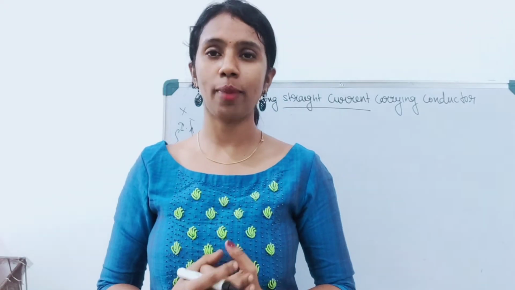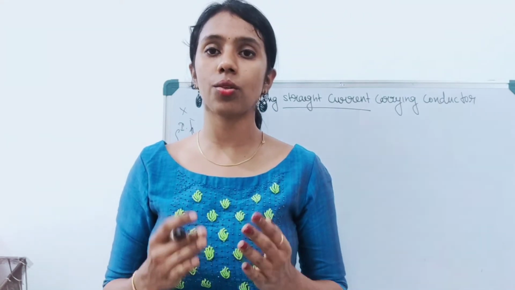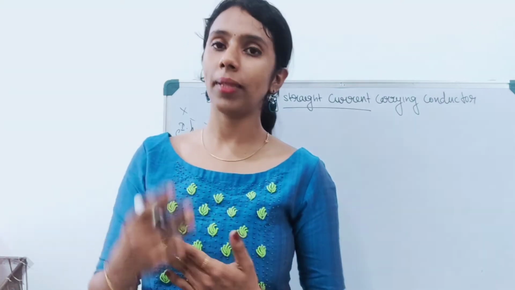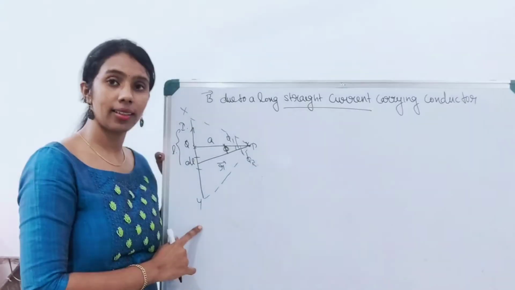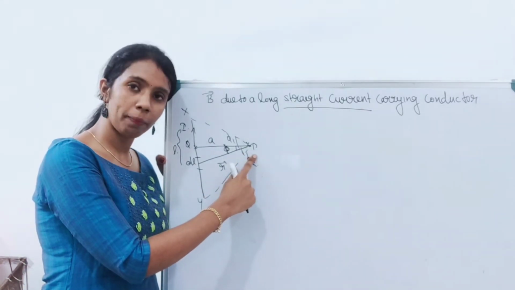First application of Biot-Savart's law: to find the magnetic field due to a straight current carrying conductor. In order to apply Biot-Savart's law, here I am considering a straight current carrying conductor XY. We wish to calculate the magnetic field at the point P.